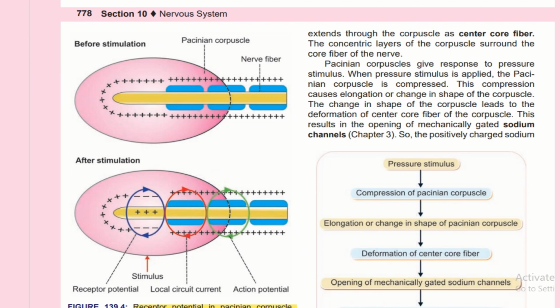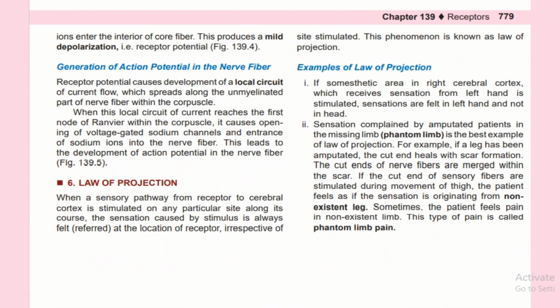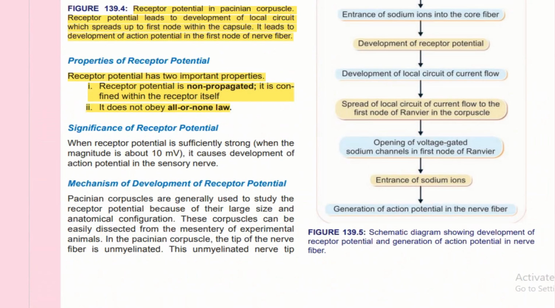Pacinian capsules give response to the pressure stimulus. When the pressure stimulus is applied, the Pacinian capsule is compressed. This compression causes elongation and change in shape of the capsules. The change in the shape of the capsules leads to the deformation of the center core fiber of the capsules. This results in the opening of mechanically gated sodium channels. So the positively charged sodium ion enters the interior of the core fiber. This will produce a mild depolarization, which is the receptor potential.